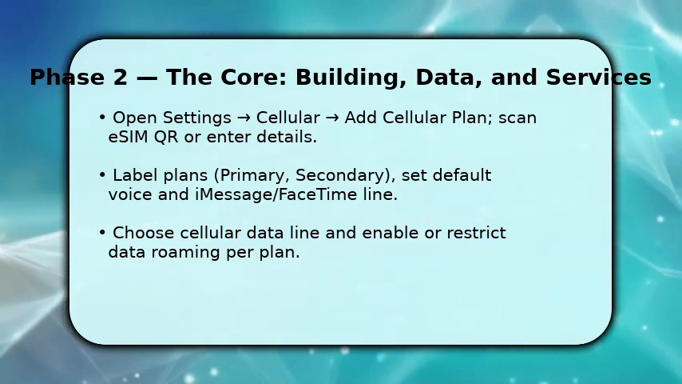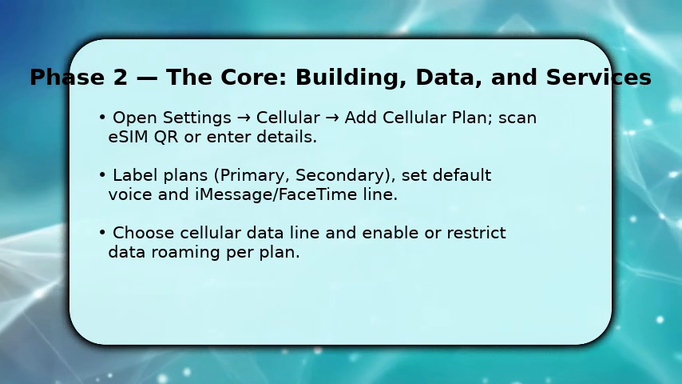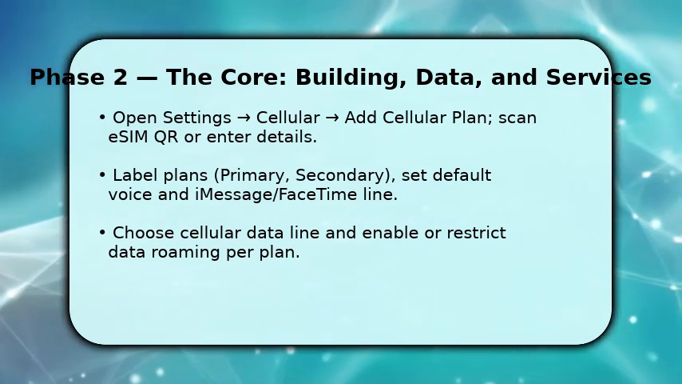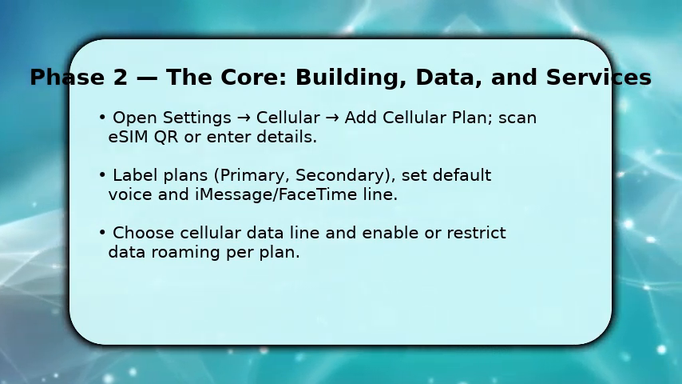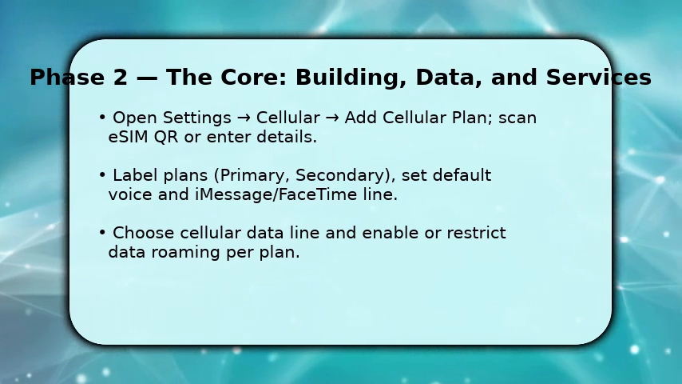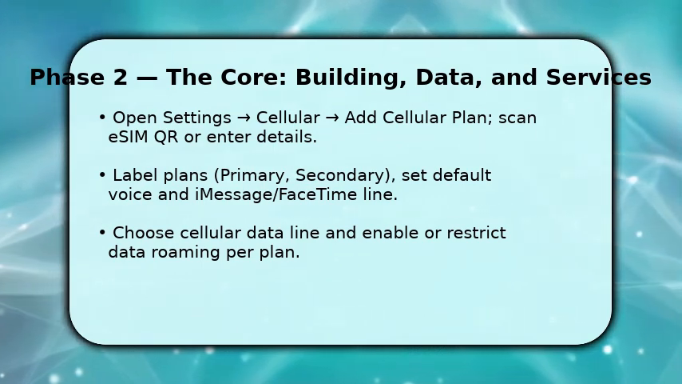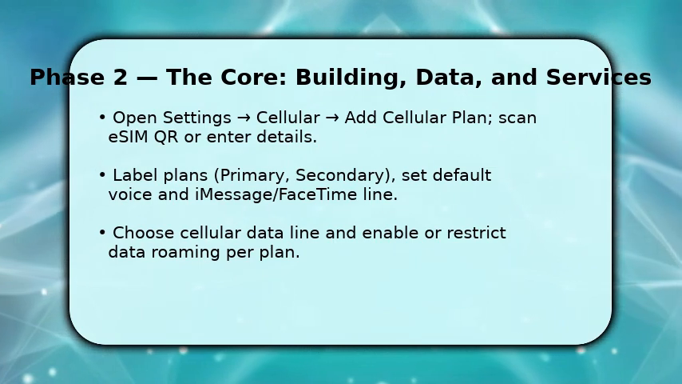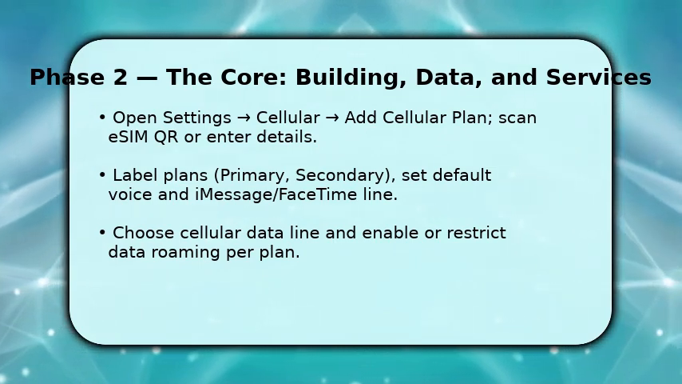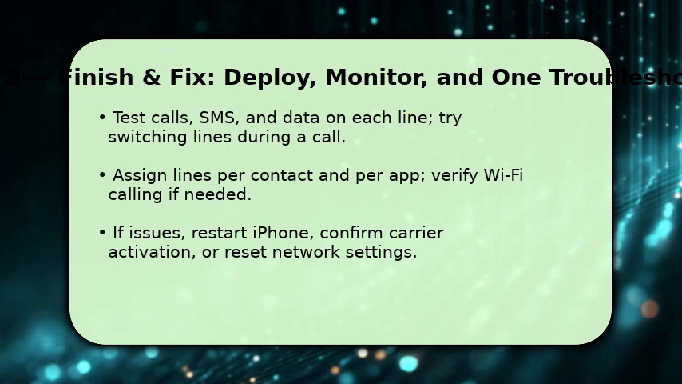Then choose which line handles voice, iMessage, and FaceTime, set a default for calls and texts, and separately pick the cellular data line. Make sure to configure data roaming per plan, because only the chosen data line will use mobile data unless you switch. Finish by testing both lines.